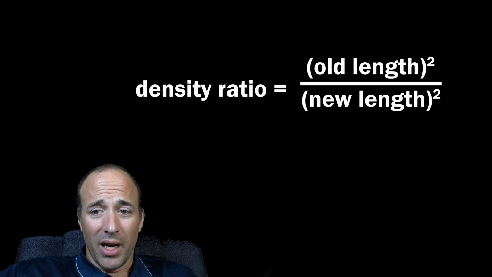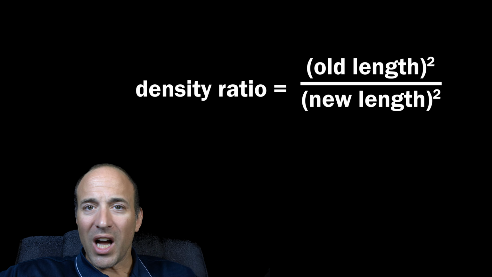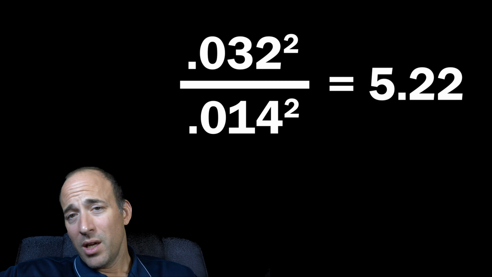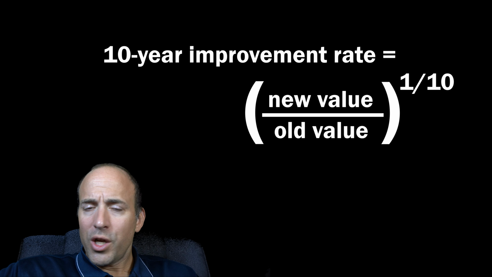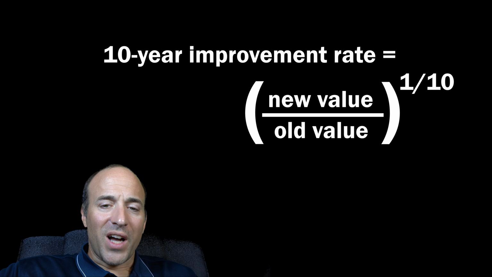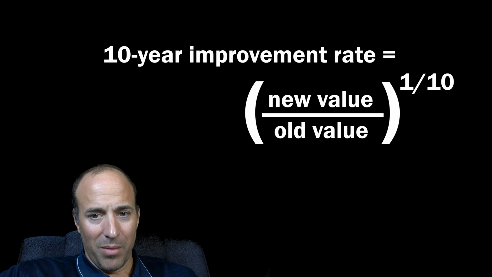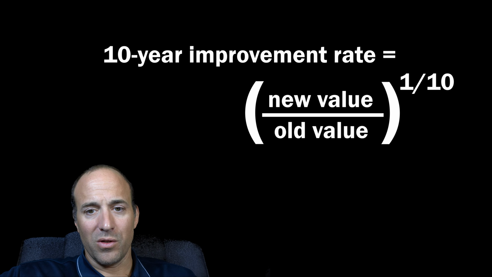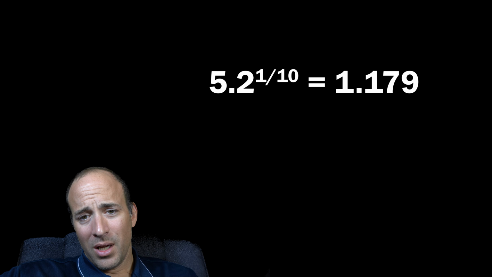So the transistor area scales according to the square of the width. A 32 nanometer transistor is 5.2 times larger than a 14 nanometer transistor. The rate of improvement over 10 years for any of these metrics is calculated by taking the 10th root of the ratio of improvement. As such, a 5.2 times improvement in transistor density, the number of transistors you can fit because you've reduced the size of the transistors by a factor of 5.2, translates into a 17% per year improvement.